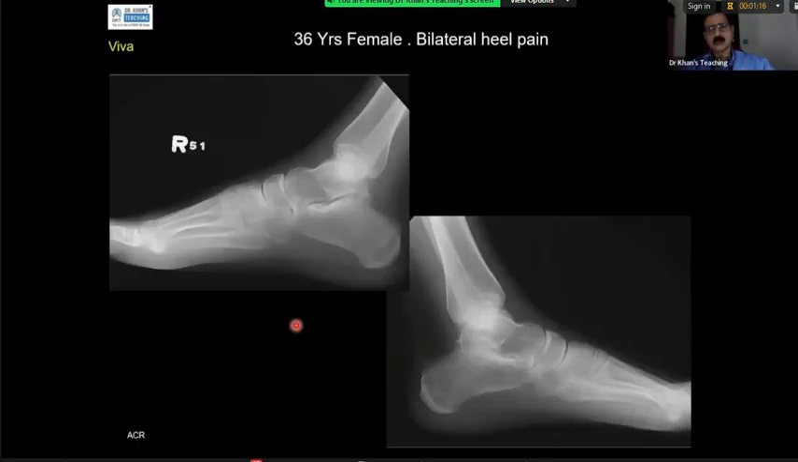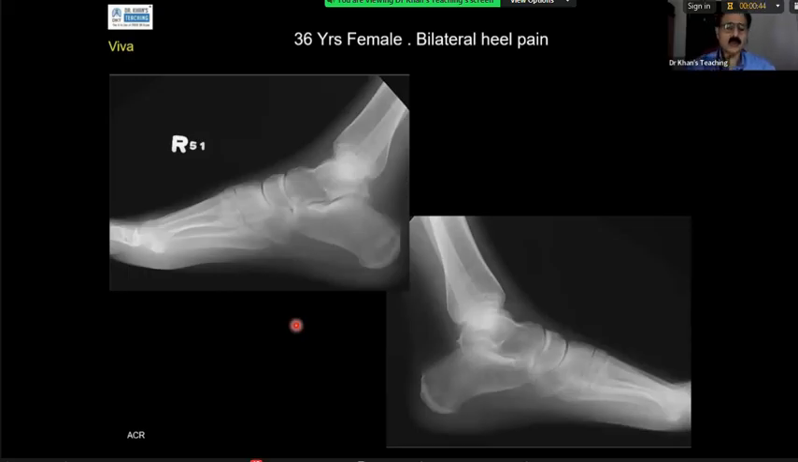This is an X-ray of bilateral foot, lateral view. There are sclerotic lines involving the calcaneum, more on the right side. And conclusion? Calcaneal stress fracture.